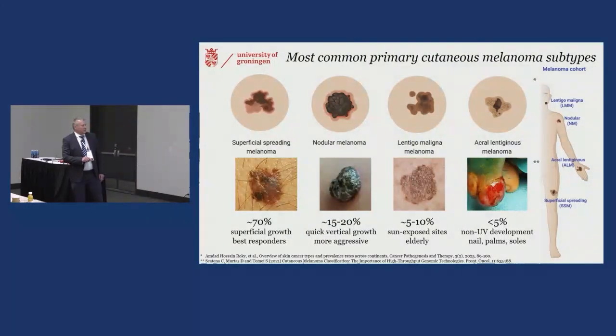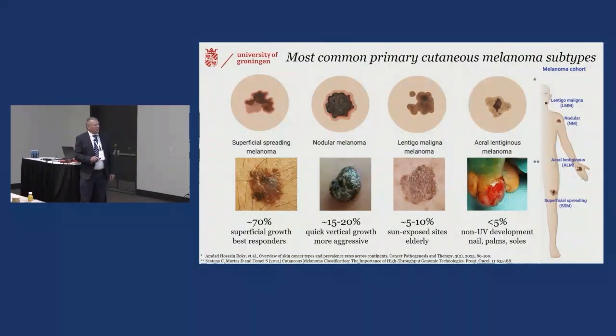They are the best responders because all the treatment has been optimized to this type of melanoma. The characteristic is they grow on the surface of the skin. There's a more aggressive form, which is 15 to 20% of the melanoma. That's called a nodular melanoma, which you can see here. They are more aggressive. They go deeper, so the Breslow thickness is much higher.